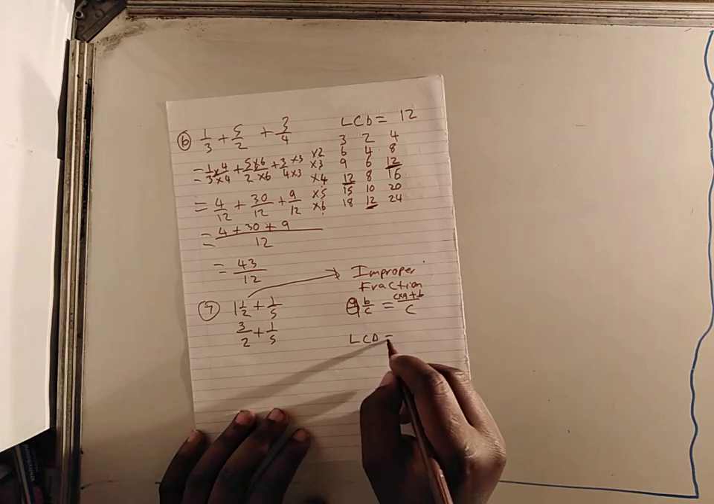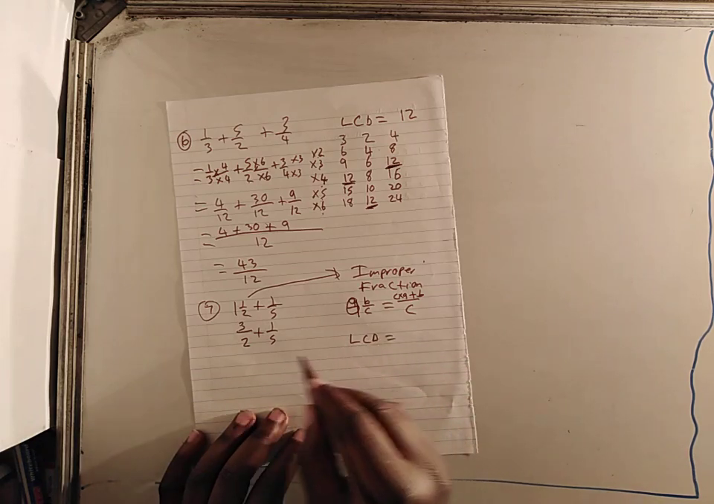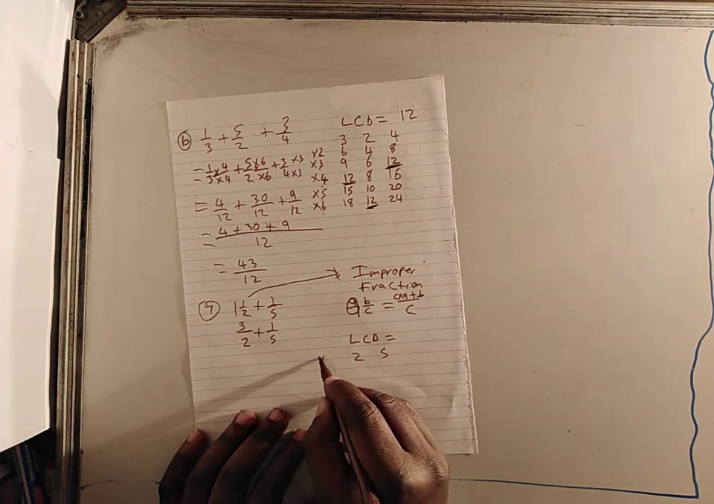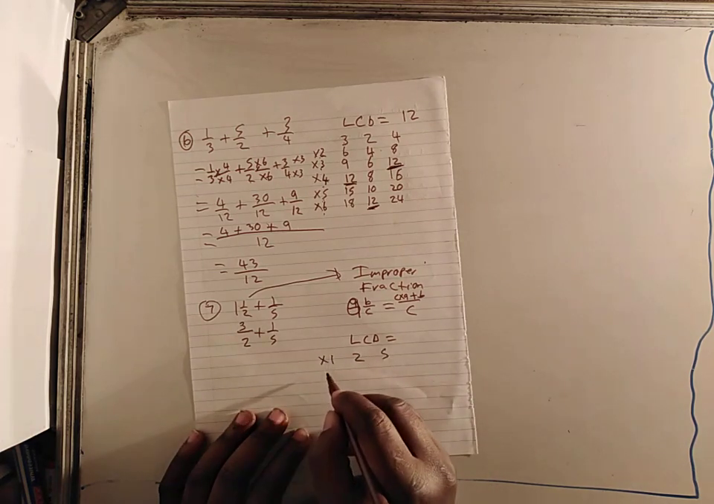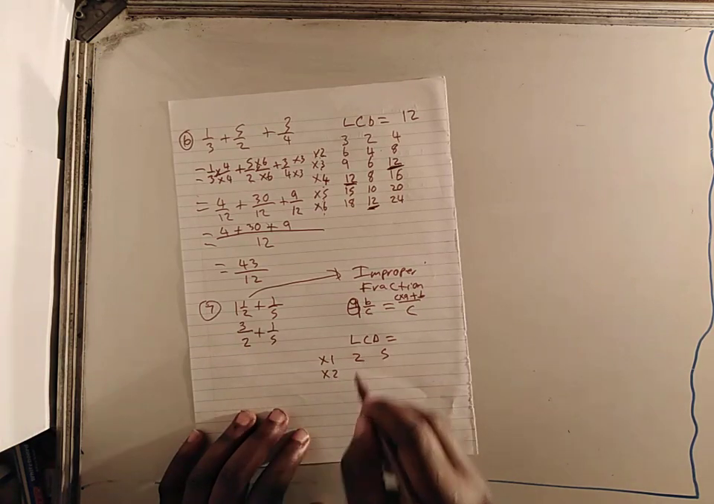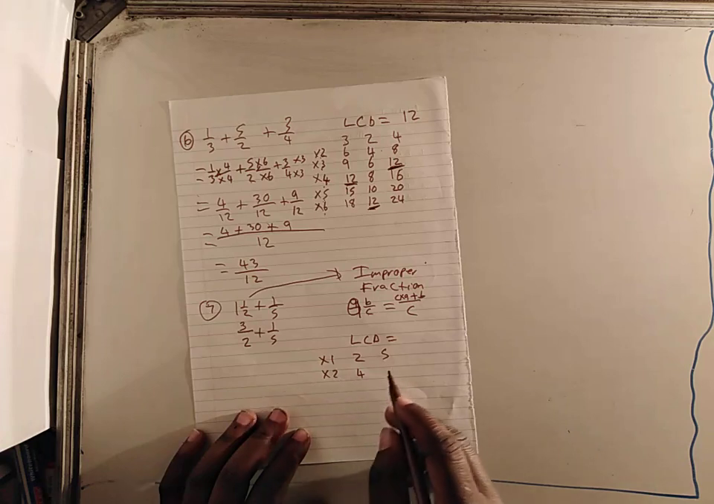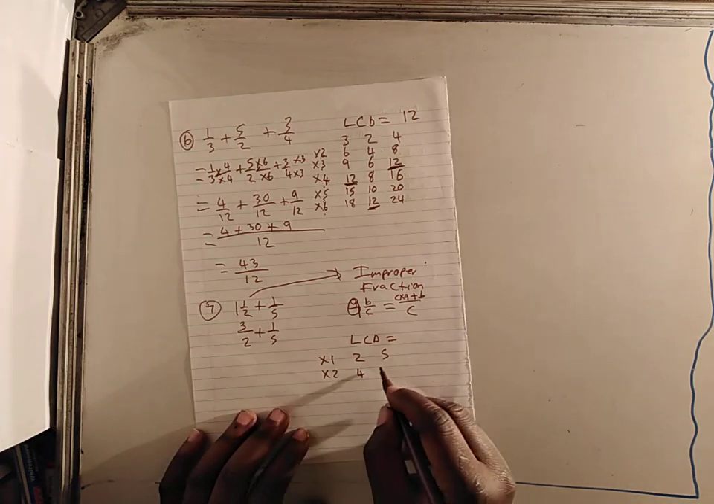LCD equal to, let's see. Let's put these numbers down, 2 and 5. So times 1, you would get 2 and 5. Times 2, 2 times 2 is 4, and then 2 times 5 is 10.